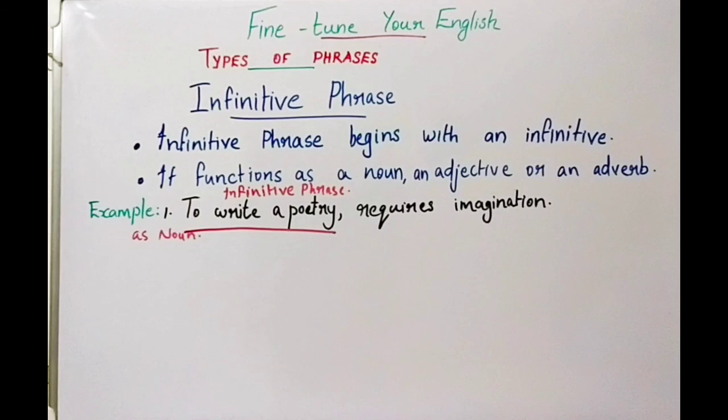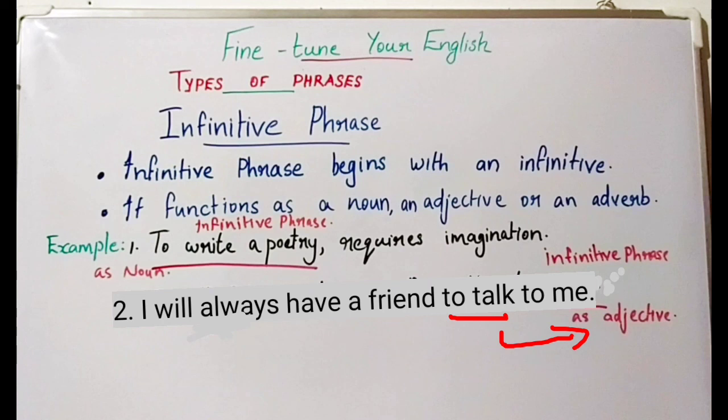First example, to write a poetry requires imagination. Here, to write is an infinitive, so that is an infinitive phrase. To write a poetry is an infinitive phrase which acts as a noun, and the subject of the sentence too, because what we talk about in the sentence is to write a poetry. It requires imagination. So, to write a poetry in this sentence is a noun, the subject of the sentence, and an infinitive phrase too.